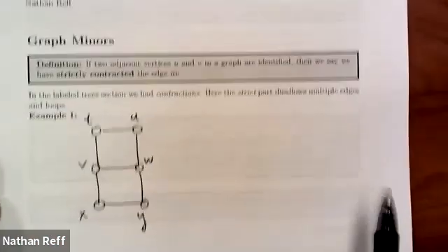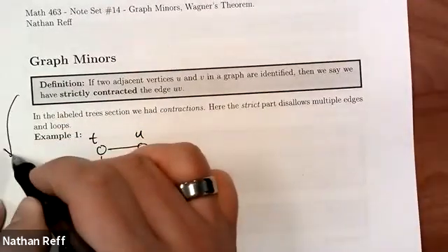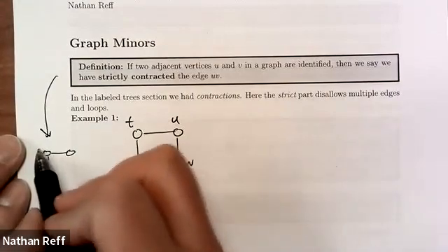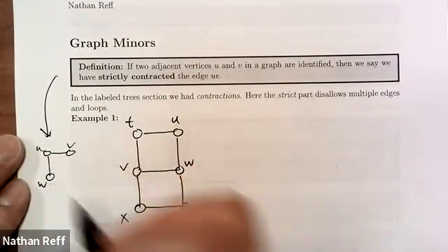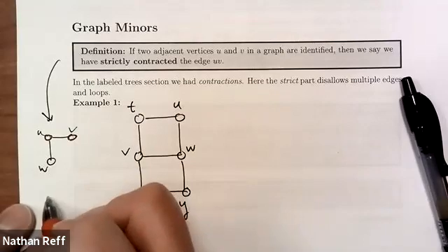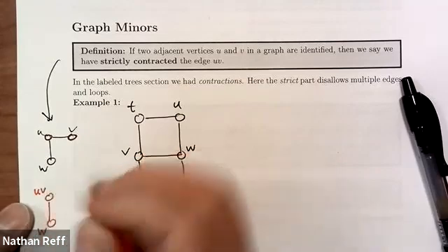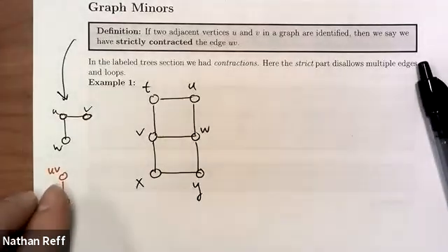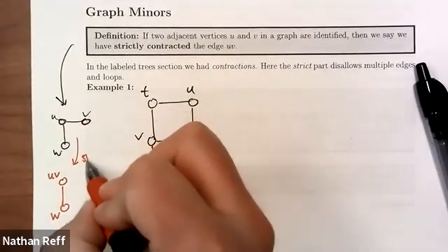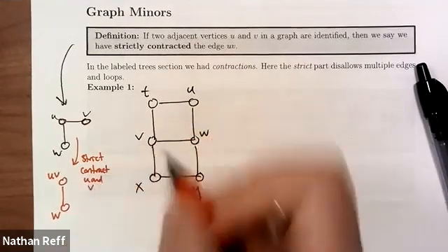So maybe first I should just show you an example where they actually are adjacent to each other. Let's draw that first. Let's say I have U, V, and W here. If I strictly contract U and V together, you would actually end up with this graph. You can think of that new vertex as UV.